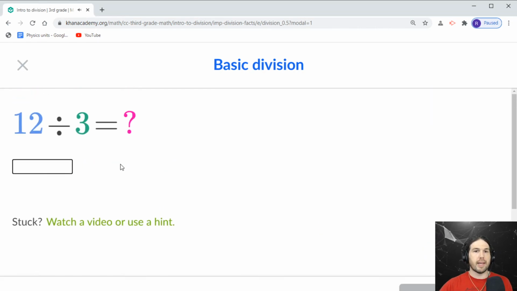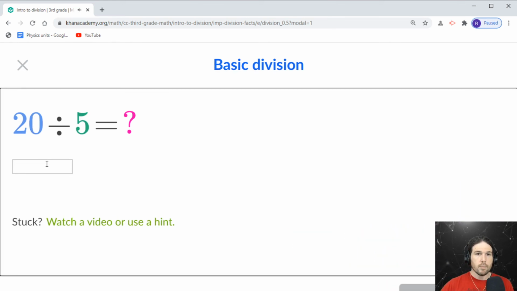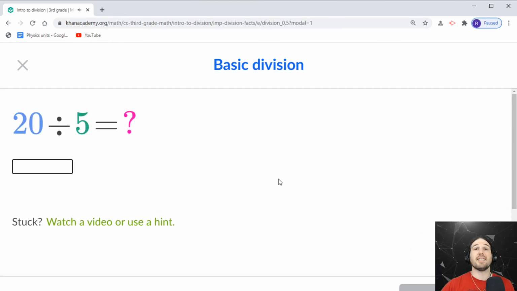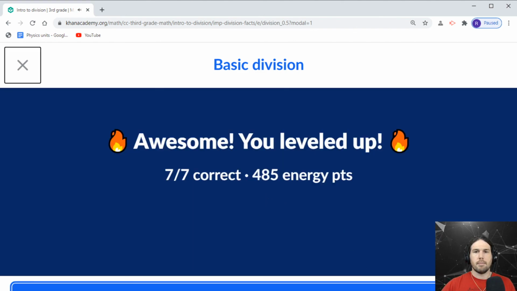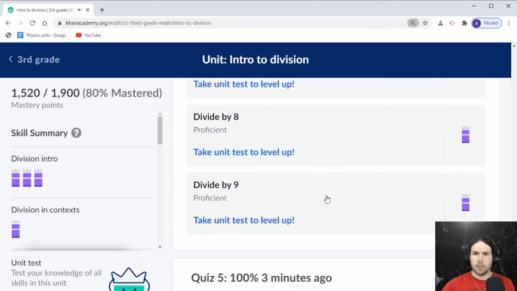12 divided by 3 is 4. 3, 6, 9, 12. I know I used that one before, but you know. 20 divided by 5. This time we will multiply by 2 first to get 40 and divide by 10 to get 4. And that's that. Basic division is done.